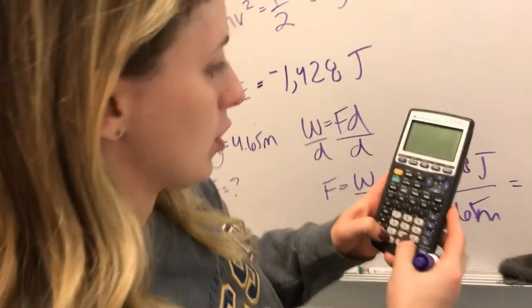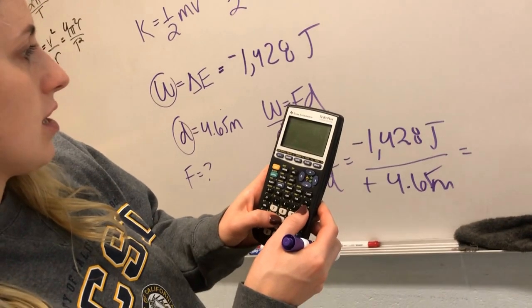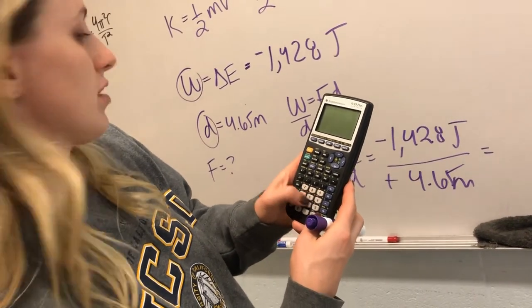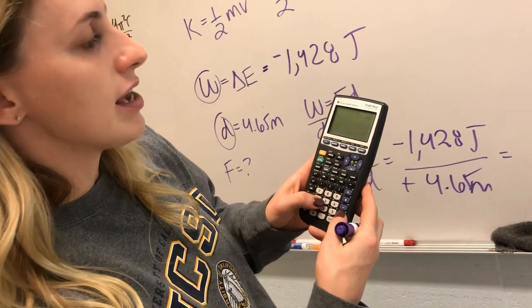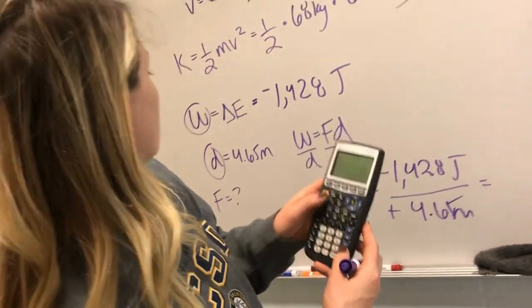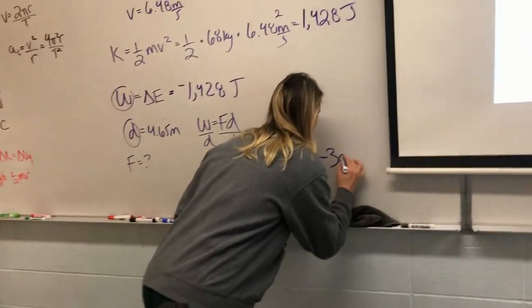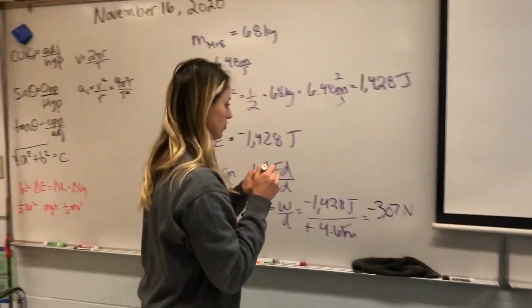Negative 1428 divided by 4.65, and I get negative 307 newtons. Negative 307 newtons.